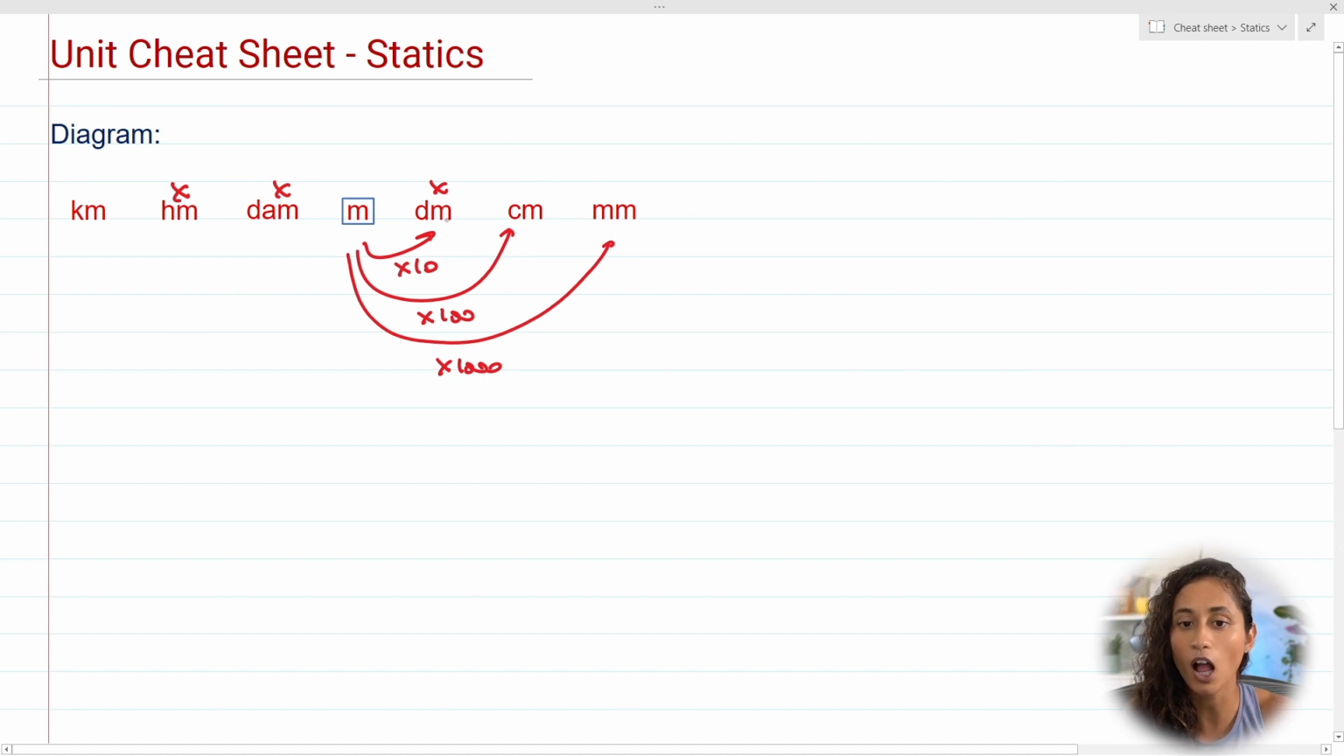So that's why it helps to include decimeter, even though you don't really need to know it. Now, if you want to go the other way, let's say millimeters to meters, or centimeters to meters, you just need to divide instead of multiplying.